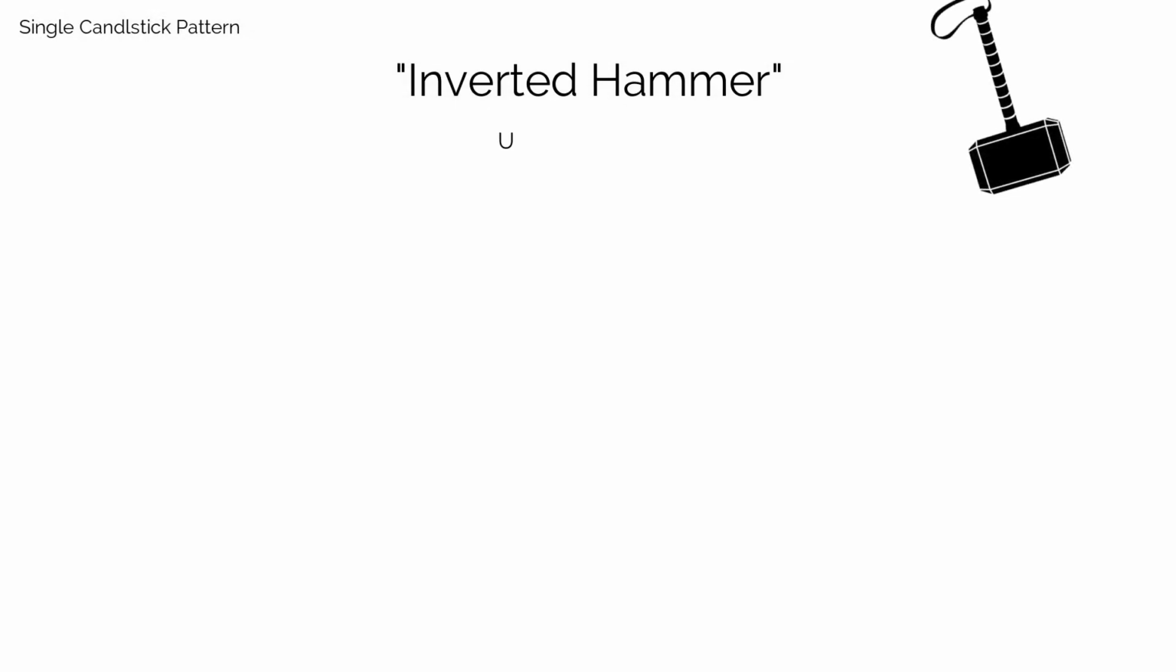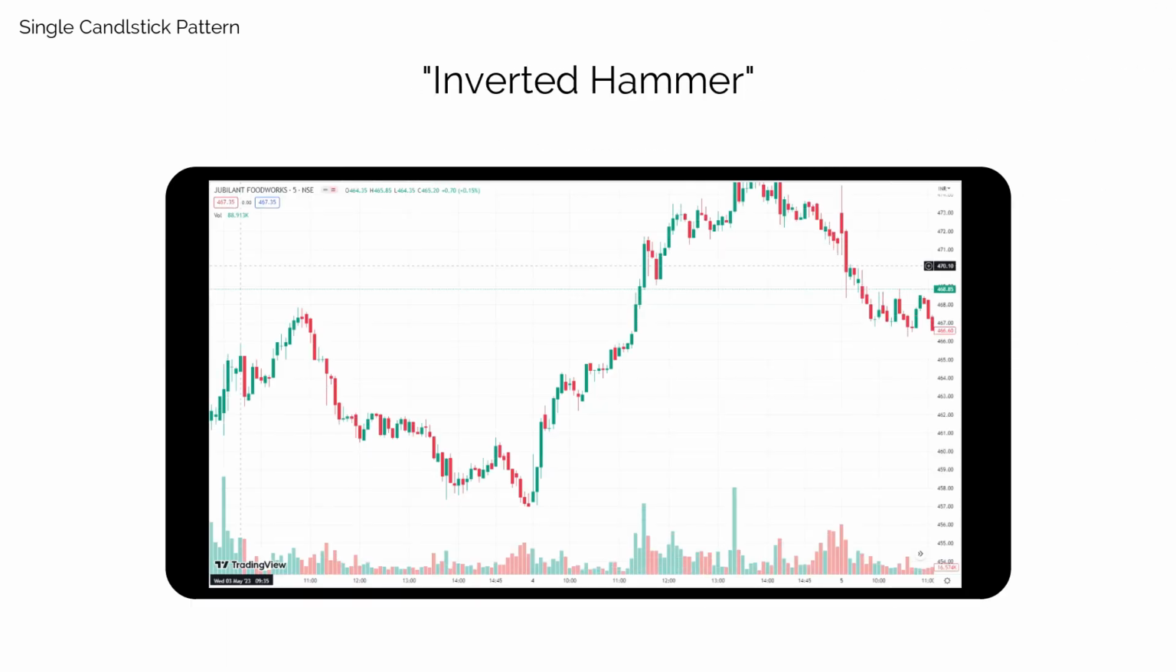Inverted hammer pattern is an uptrend indicator. Inverted hammer has a small body with a longer upper shadow and a shorter lower shadow. The body color can be red or green. Inverted hammer forms at the bottom of a downtrend and leads to the formation of an uptrend.